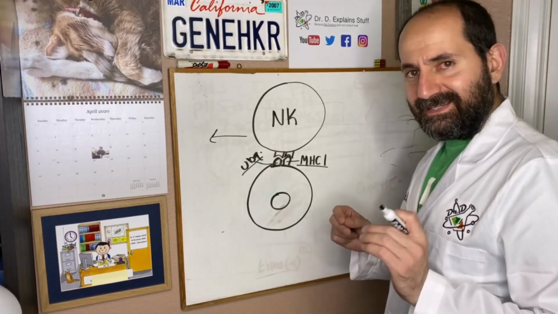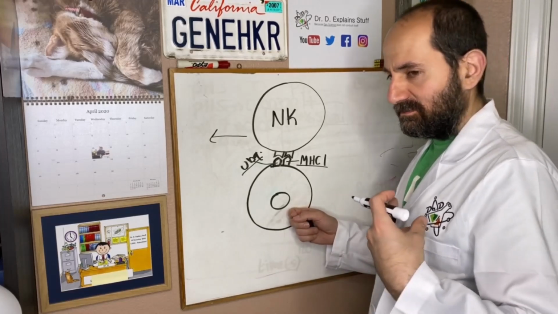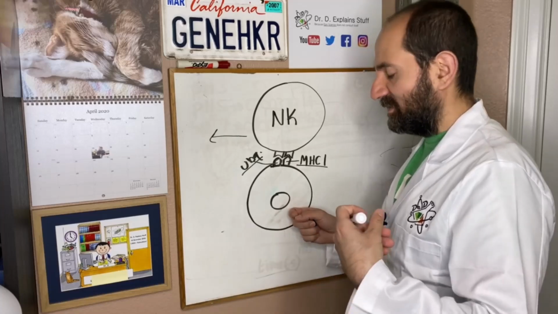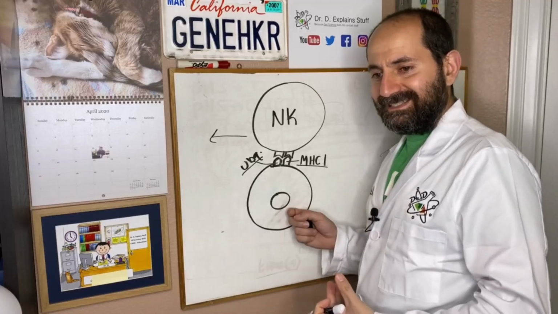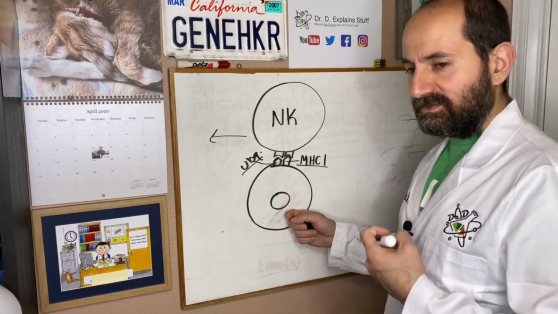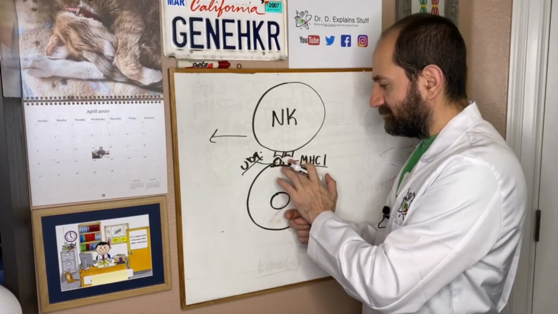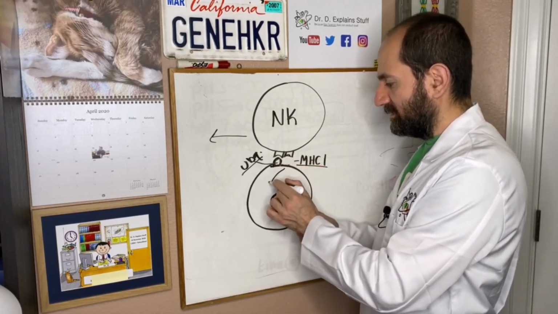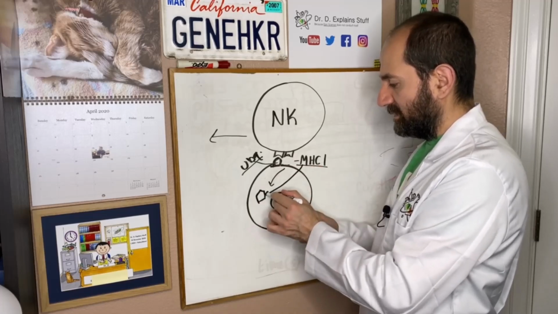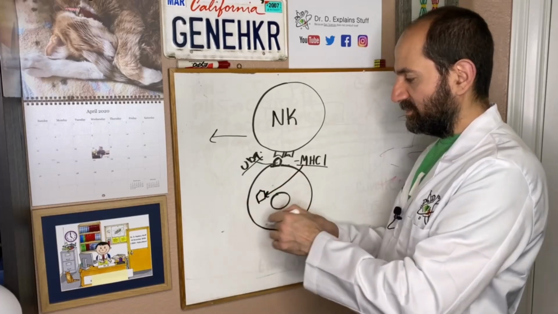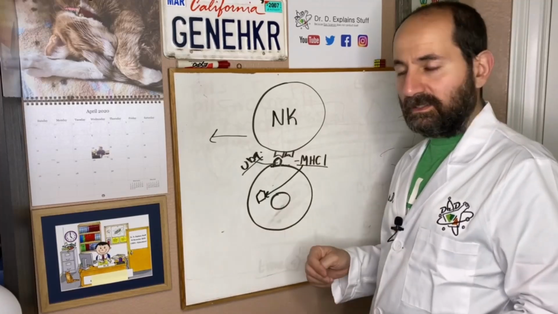When a cell is sick, and what do I mean by sick? If a cell is infected by a parasite or a virus, if the cell is becoming transformed, which means becoming cancerous, that cell sometimes recognizes that defect, and in response, it will internalize its MHC I. So what does that mean? It will bring the MHC I in.